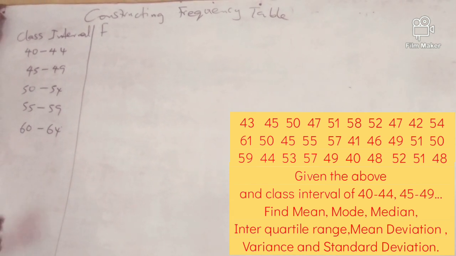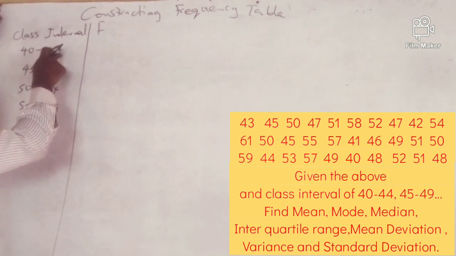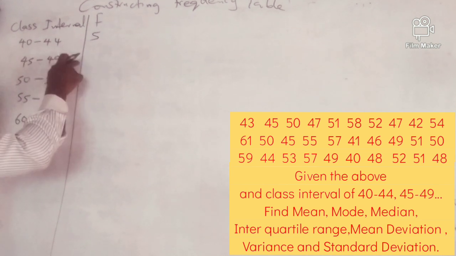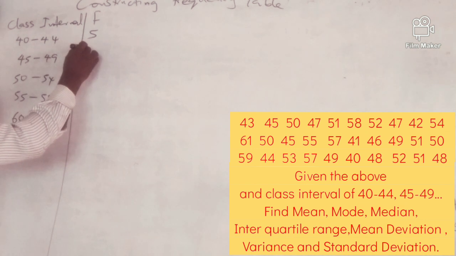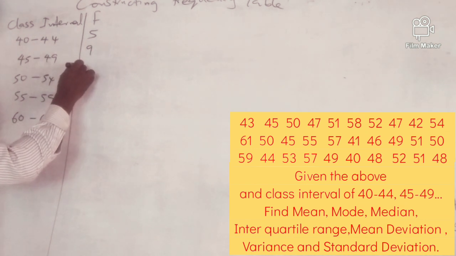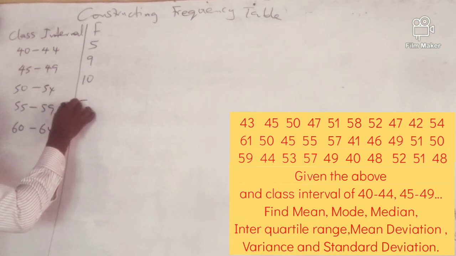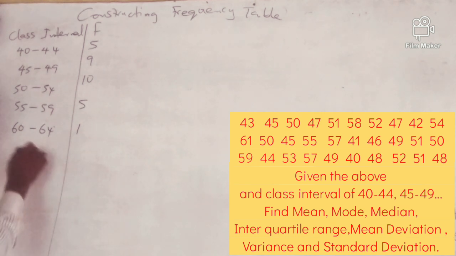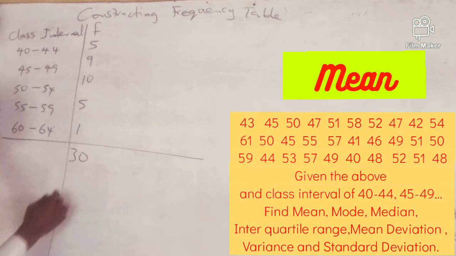So, how many numbers are in 40 to 44? 5. How about 45 to 49? 9. And then 10, and then 5, and 1. And the total frequency is 30.